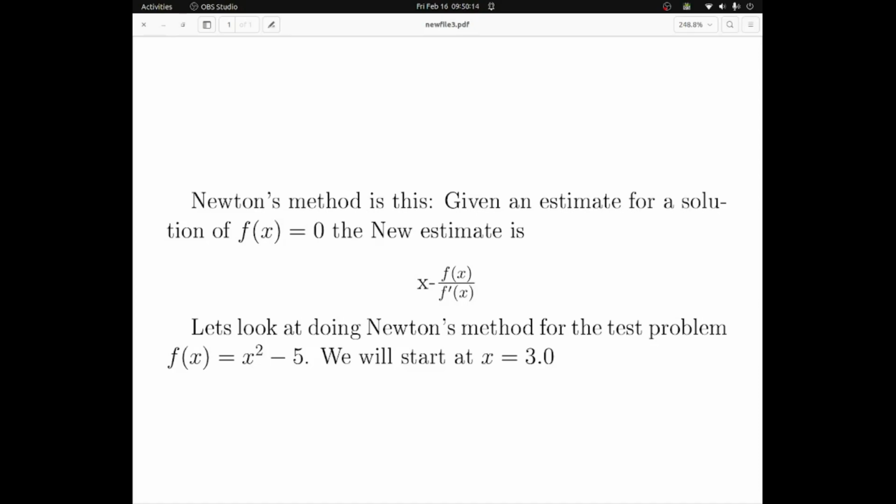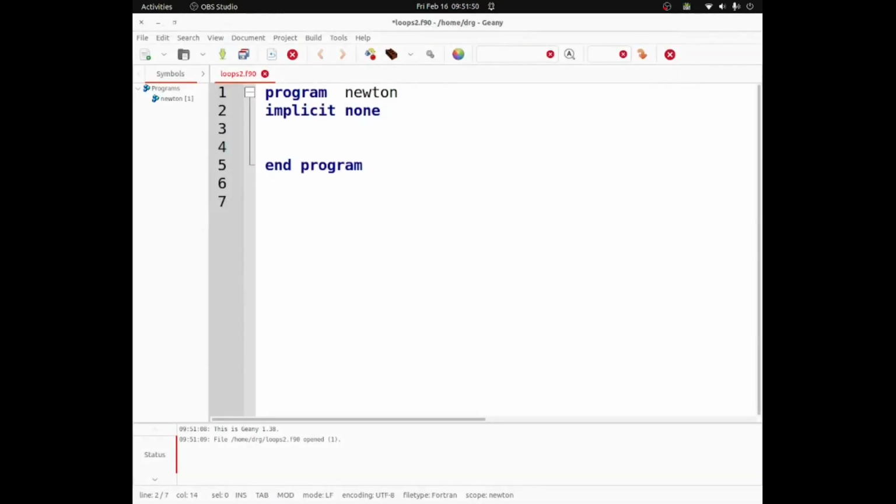Let's look at the case where f of x is x squared minus 5, starting at x equals 3. Fortran was one of the first programming languages. As such, it has a lot of baggage.